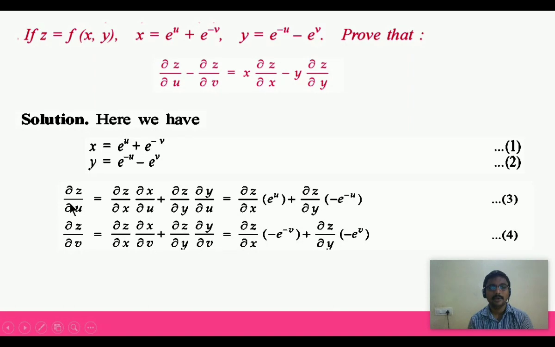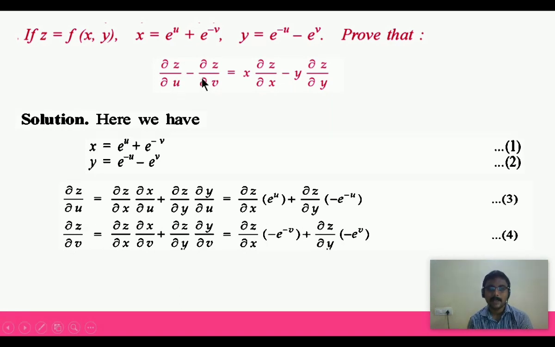Now ∂z/∂u is written by using chain rule. Now computing the partial derivatives of x with respect to u and y with respect to u. The derivative of e^u is e^u, of e^(-v) is 0. For ∂y/∂u, the derivative of e^(-u) is minus e^(-u), and of e^v is 0. Similarly, ∂z/∂v. So we write ∂z/∂u and ∂z/∂v using chain rule.